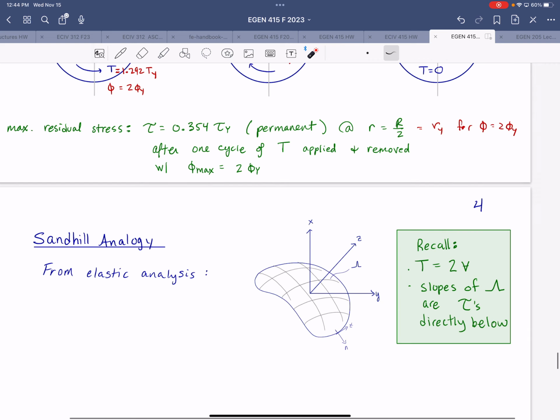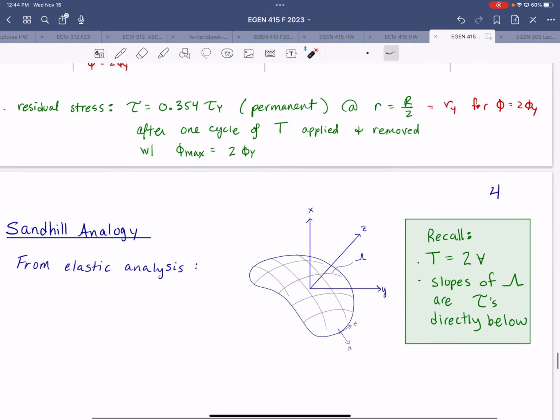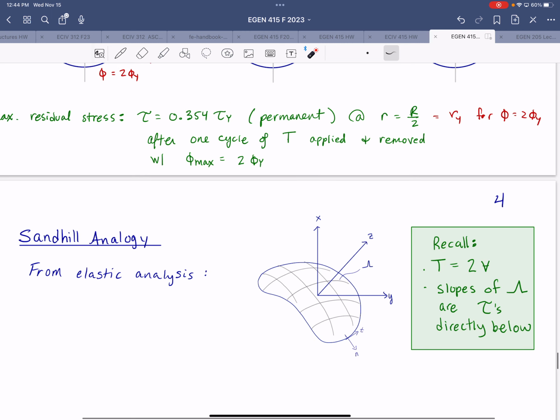All right, so now that leads us to the more fun part about plastic torsion, which is the sandhill analogy. So we just went through this process for circular cross sections. The sandhill analogy is the method that you would apply to anything else that's not a circular cross section.